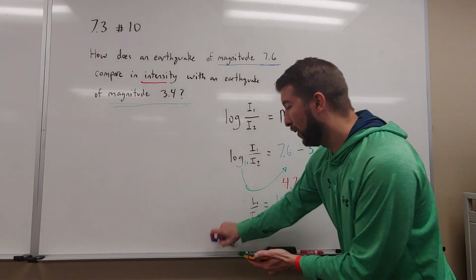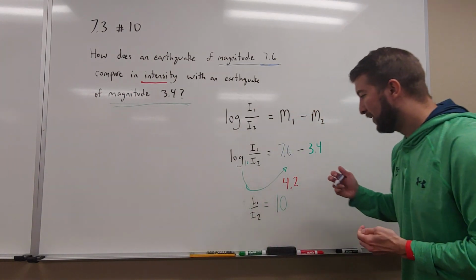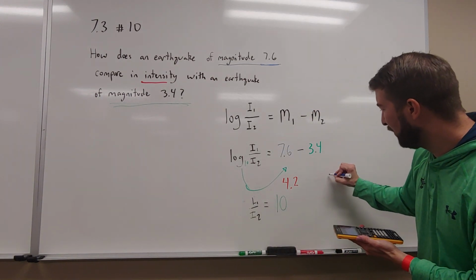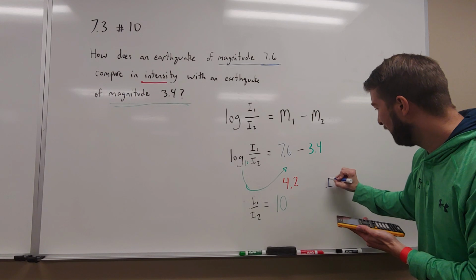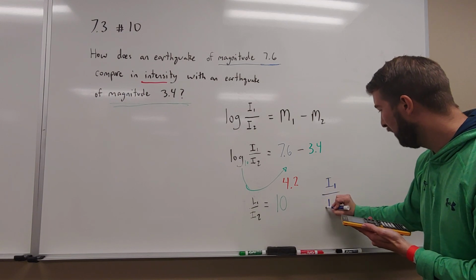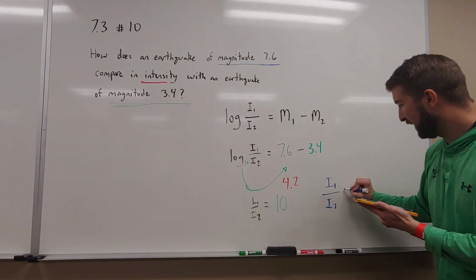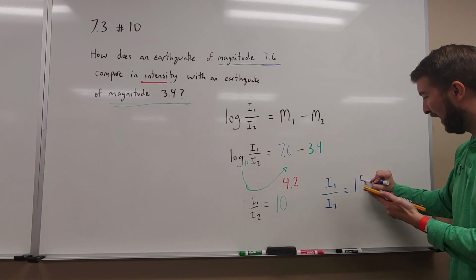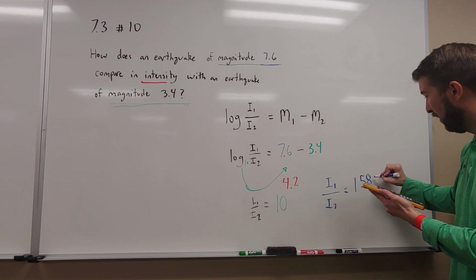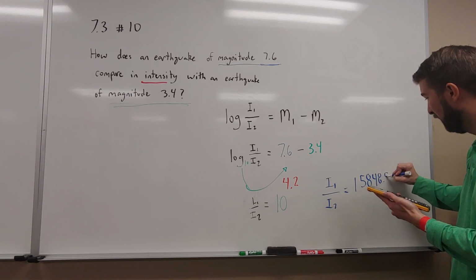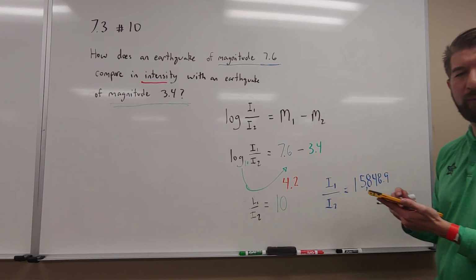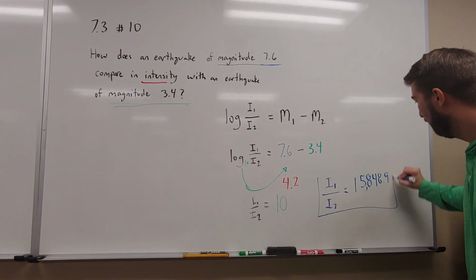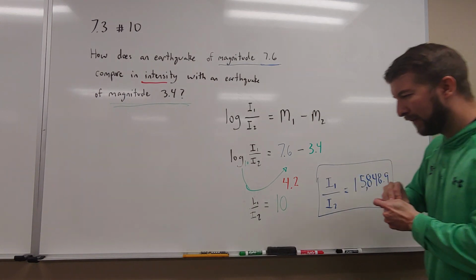I'll put this in blue. And so my answer, and you can keep the ratio there, is that the intensity of the first over the intensity of the second is 15,848.9. You would just write this in as your answer, and you should be good.